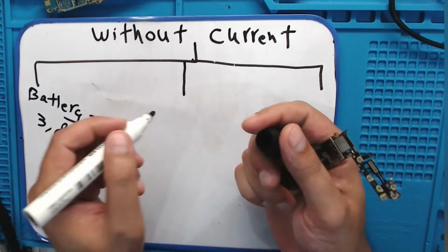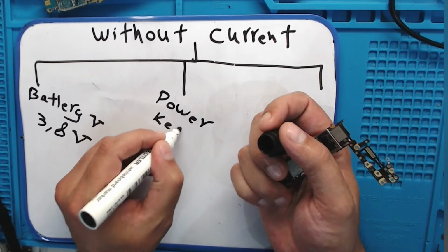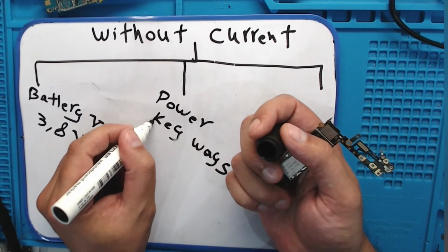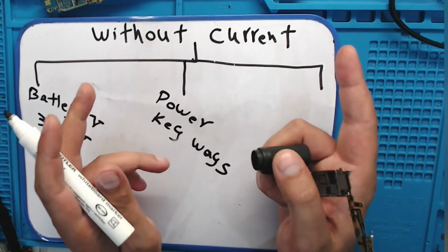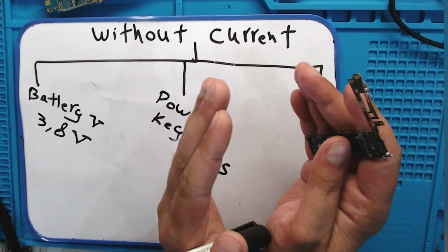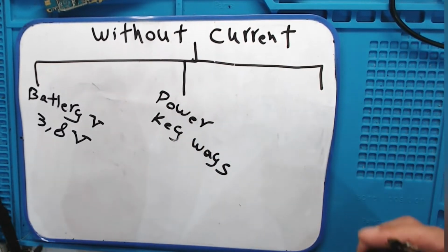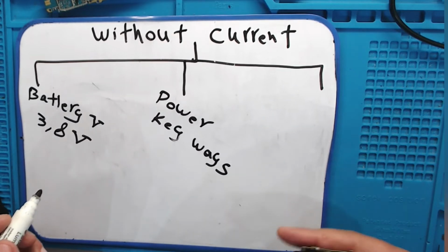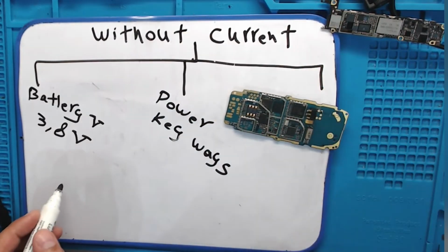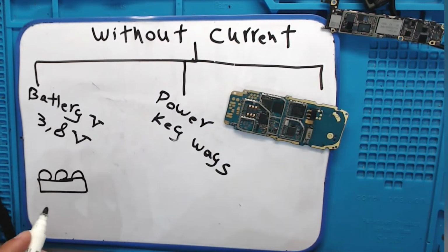Now the second one, you need to check the power key ways. Maybe the power key is broken, damaged, or maybe ways. And usually we know the power key is connected to the power management unit. That's what I want to explain very simply about that. We have two types of circuit, but I want to tell you about the normal one first, and in the next video I will tell you about the two circuit.